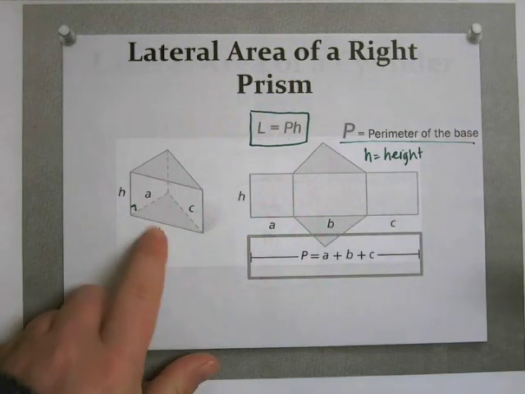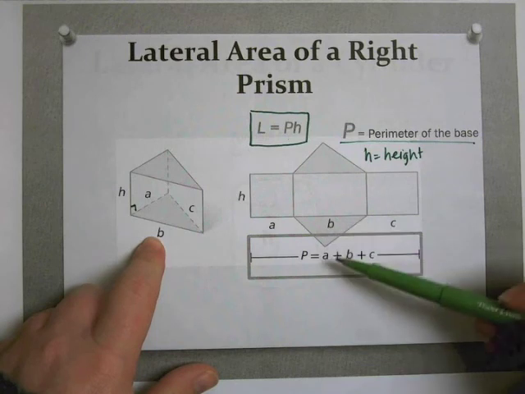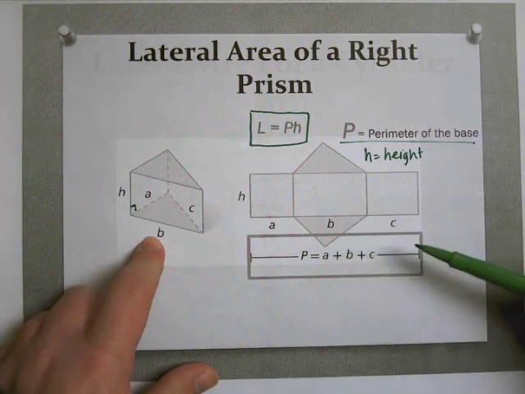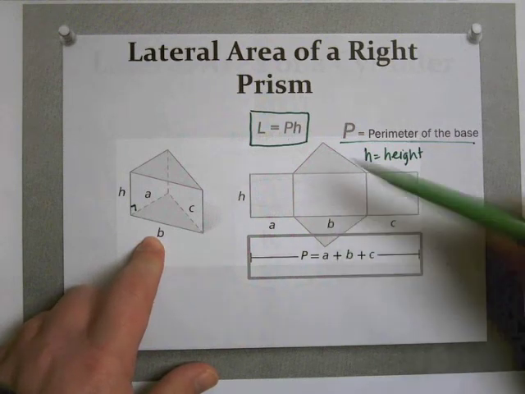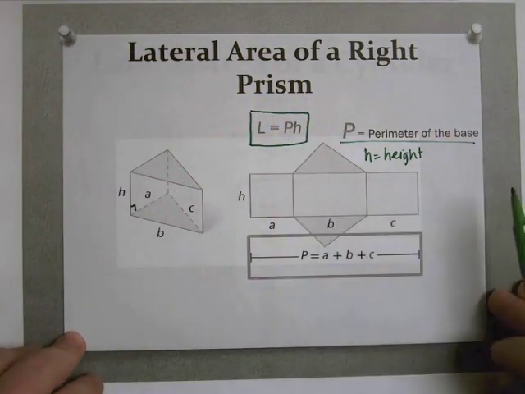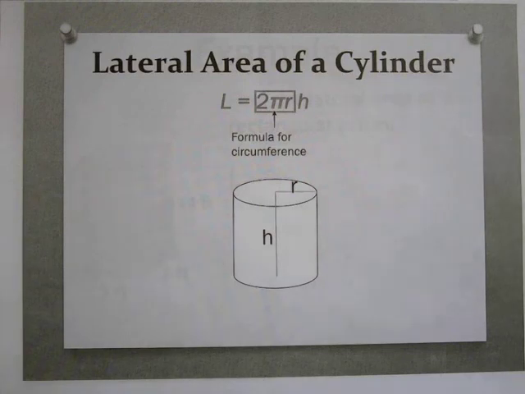So what they did was they took one of the bases, which was the triangle. They found the perimeter. Remember, you find perimeter by just adding things up. So we're going to add up A plus B plus C. When we get A plus B plus C, then we multiply it by the height. So lateral area equals the perimeter of the base times the height.